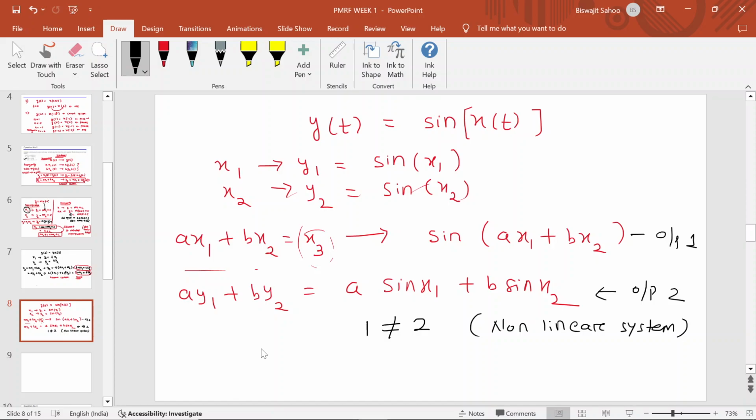Can't we apply the sine A plus B formula there, sir? Yes, you can apply it. The sine A plus B formula is sine A into cos B plus cos A into sine B, which is not equal to this value. So that is not matching your output two.